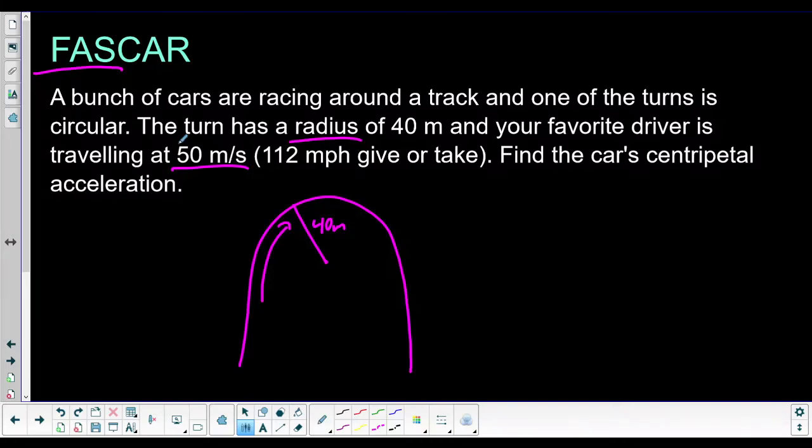Anyway, your favorite driver is going 50 meters per second. It's about 112 miles an hour. I think that's pretty close to fast car. Find the car's centripetal acceleration. Oh no, Mr. Barton, you never told us about centripetal acceleration.